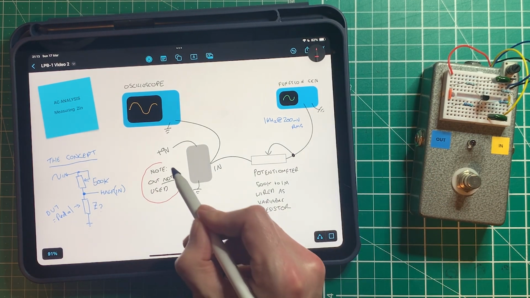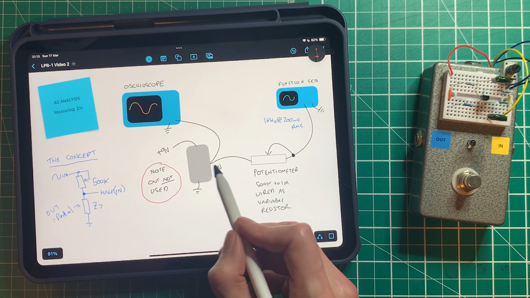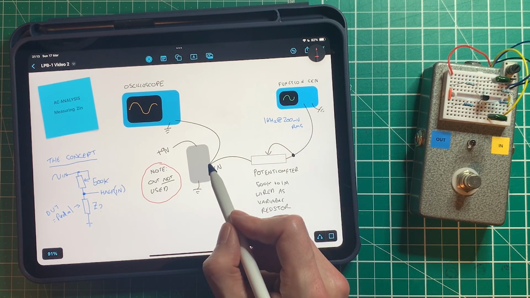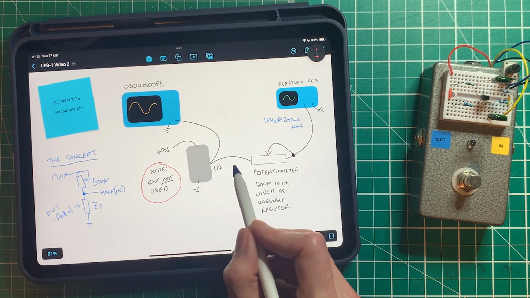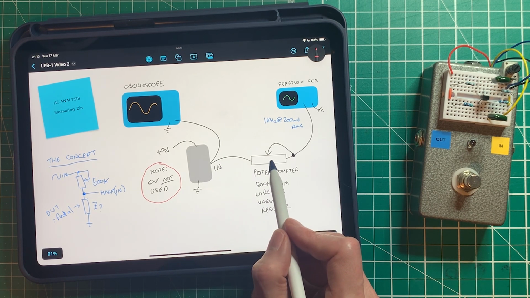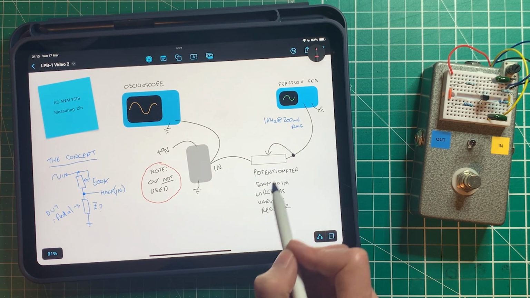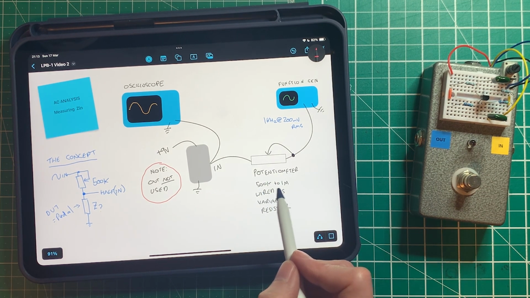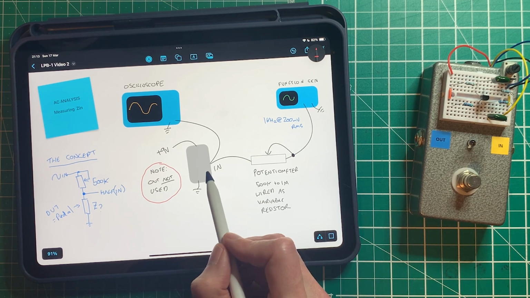We're not using the output. So we're not going through the pedal. We're simply wiring a function generator to a potentiometer into the input, and then we're measuring the input. What that does is effectively make a voltage divider between this potentiometer wired as a variable resistor, I'm going to use 500K, but you can use a meg ohm, and our pedal.